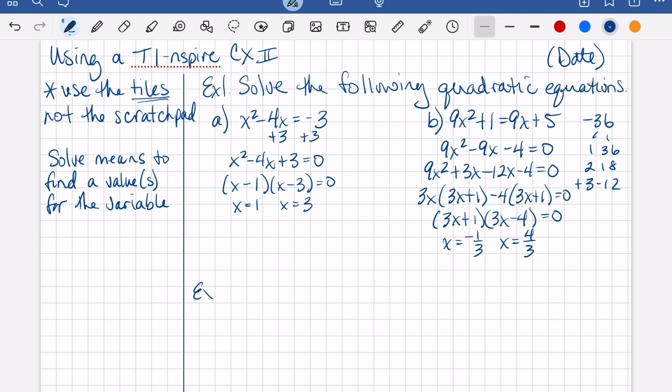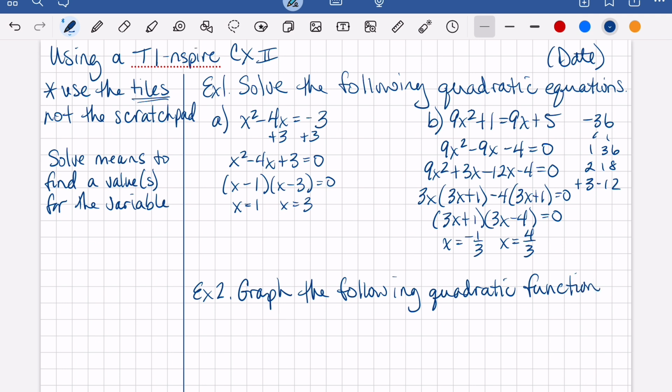So the second process is now we're going to use our calculator to actually graph a quadratic function. Make sure that whenever you graph something, you put down the key features. And for a quadratic, the key features are the x-intercepts, the y-intercept, vertex, and axis of symmetry.